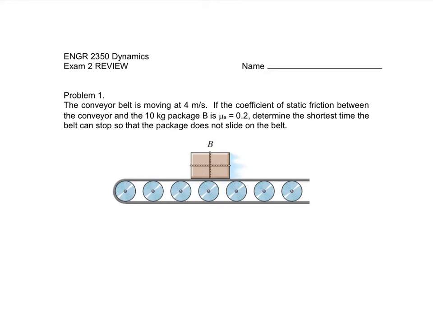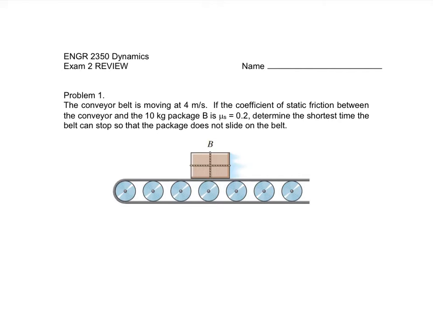Okay, so this is the review for dynamics test number 2. So problem number 1. This conveyor belt is moving at 4 meters per second. If the coefficient of static friction between the conveyor and the 10 kilogram package B, mu s, is 0.2, determine the shortest time the belt can stop so that the package does not slide on the belt.